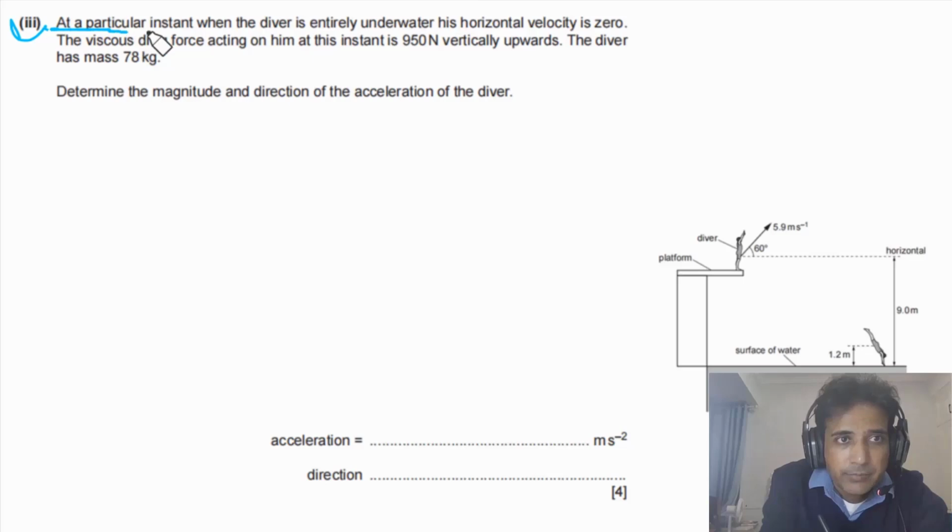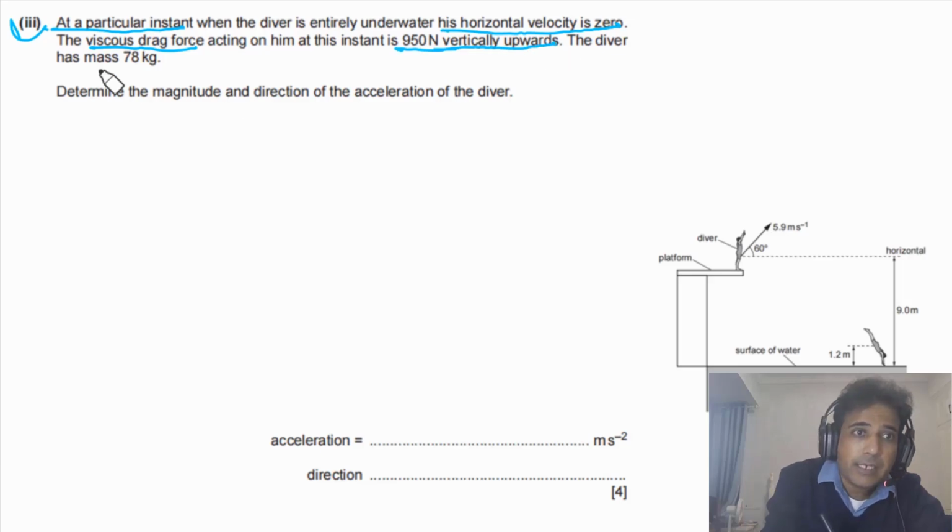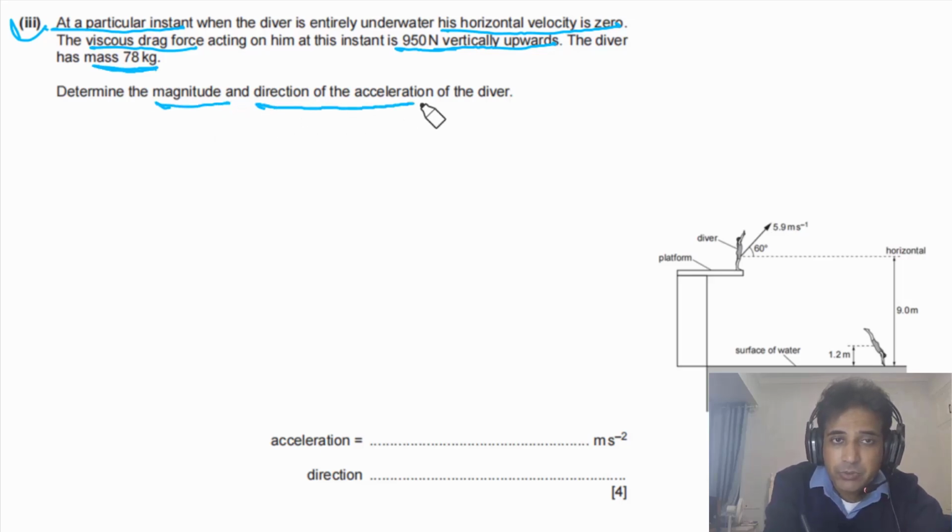Third part says at a particular instant when the diver is underwater, his horizontal velocity is 0. The viscous drag force acting on him at this instant is 950 vertically upwards. The diver has mass of 78 kgs. Determine the magnitude and direction of the acceleration of the diver.